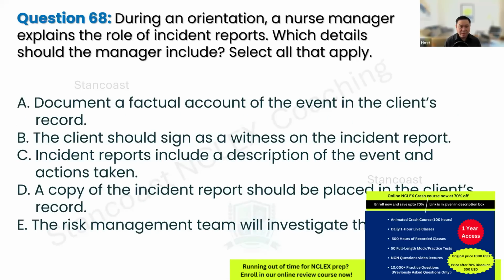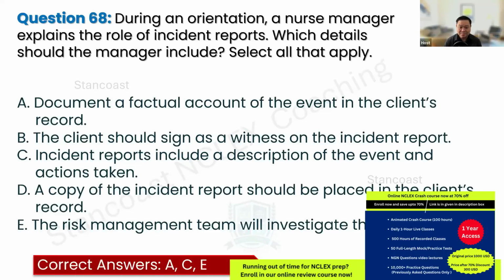During an orientation, a nurse manager explains the role of incident reports. Which details should the nurse manager include? Select all that apply. A, document a factual account of the event in the client's record. B, the client should sign as a witness on the incident report. C, incident reports include a description of the event and actions taken. D, a copy of the incident report should be placed in the client's record. And E, the risk management team will investigate the incident. The answers are letters A, C, and E.